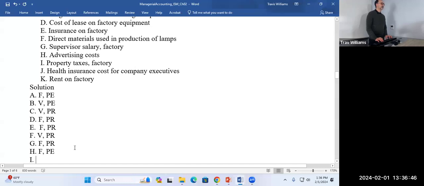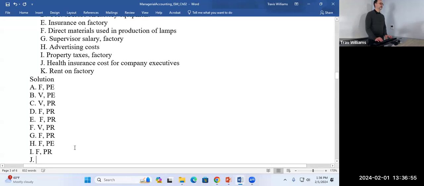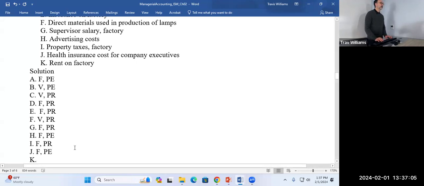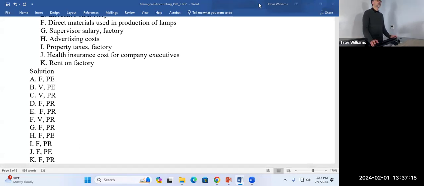Property taxes on the factory. Okay, those would be fixed and product, exactly. Health insurance cost for company executives. Fixed period is right. And last one, rent on the factory. Fixed product. Okay. Very good. I'm going to pause.